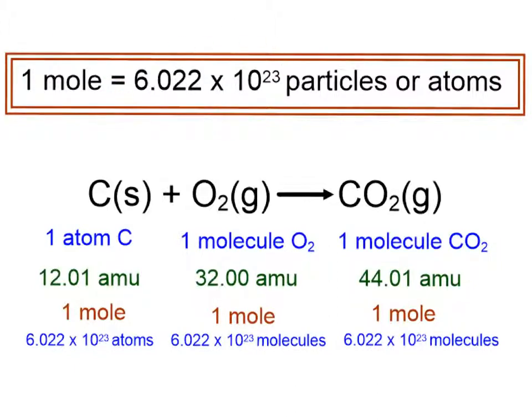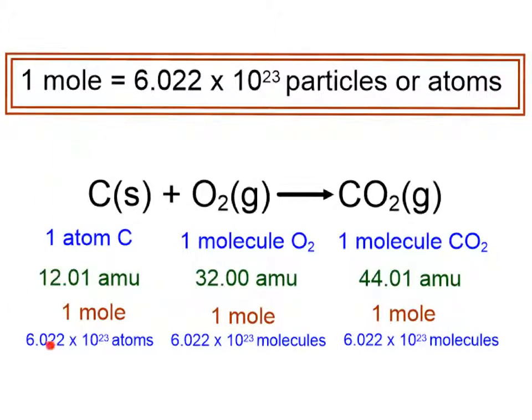This number means 6.022 with 20 more zeros after it. So if I move the decimal point all the way to the end, I move this decimal point 23 places to the right, and I have that big of a number. So it's a really large number. So we write it in scientific notation to make it easier.